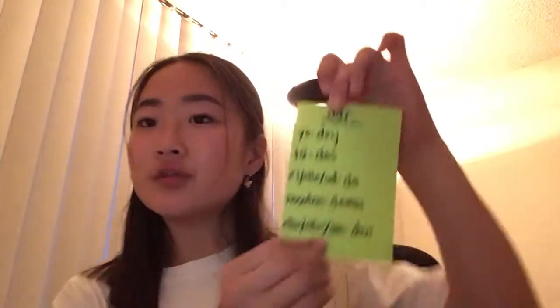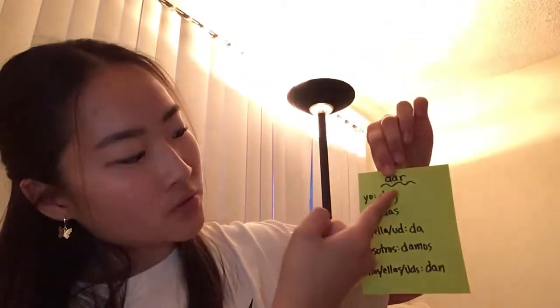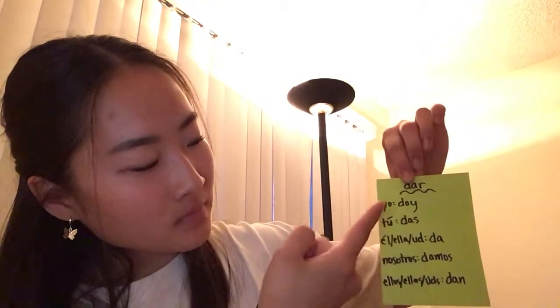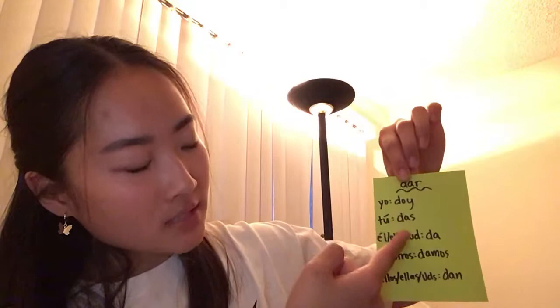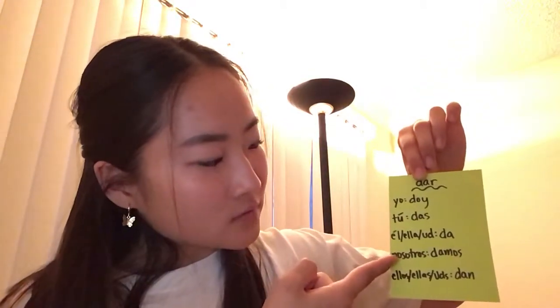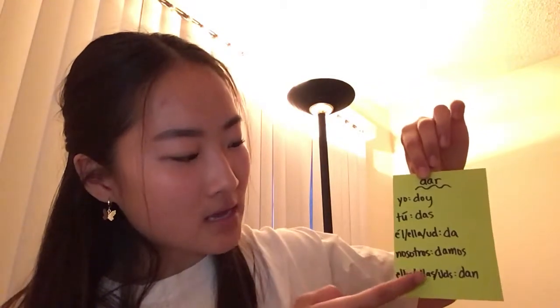Now for the dar verbs, the yo form conjugates to doy, the tú form conjugates to das, the él, ella, usted form changes to da, the nosotros form changes to damos, and the ellos, ellas, ustedes form conjugates to dan.